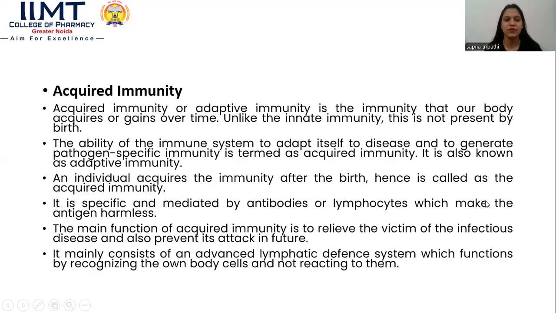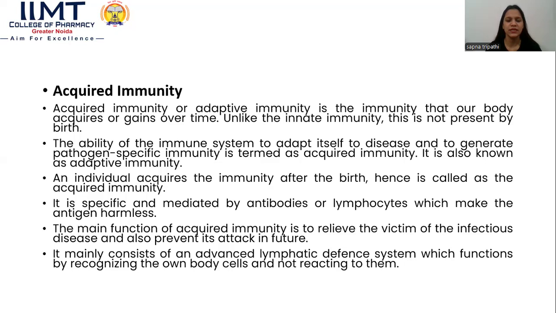The second type of immunity is acquired immunity, which is also known as adaptive immunity. Adaptive immunity is the immunity that our body acquires or gains over time. Unlike the innate immunity, this is not present by birth. The ability of the immune system to adapt itself to disease and to generate pathogen-specific immunity is termed as acquired immunity. It is also known as adaptive immunity.